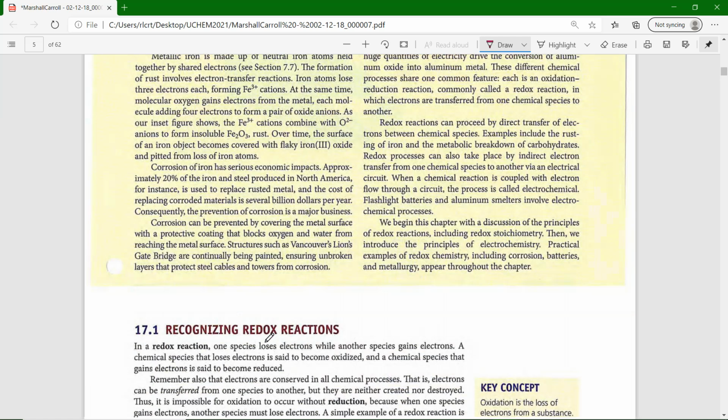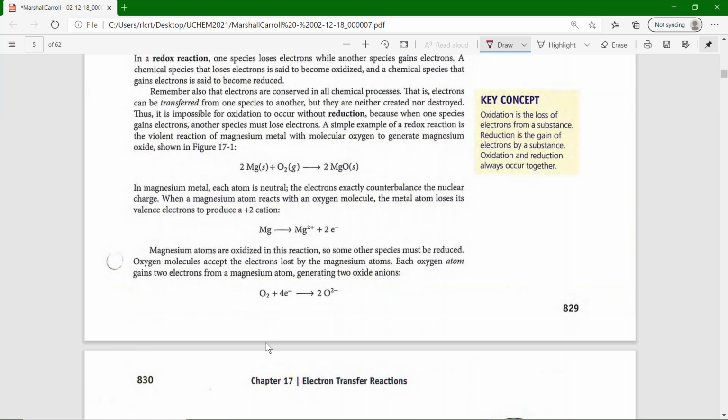Okay, there's some corrosion at the beginning. So, page 829, redox, one species loses while another gains. Remember, oxidation is the loss of electrons, reduction is the gain. So we have OIL RIG, oxidation is loss, reduction is gain. Another one I saw is LEO the GER. So LEO is loss of electrons, GER is a gain of electrons.